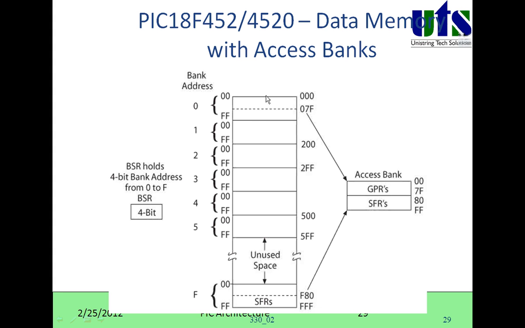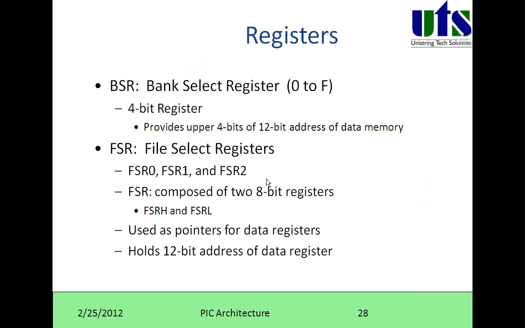So the complete thing is data memory. How much data memory do we have? Totally 4 KB of data memory, right? So that complete 4 KB data memory is arranged as 16 banks with 256 bytes in each bank. In each bank there are general purpose registers and special function registers. So how are these bank selection registers arranged?